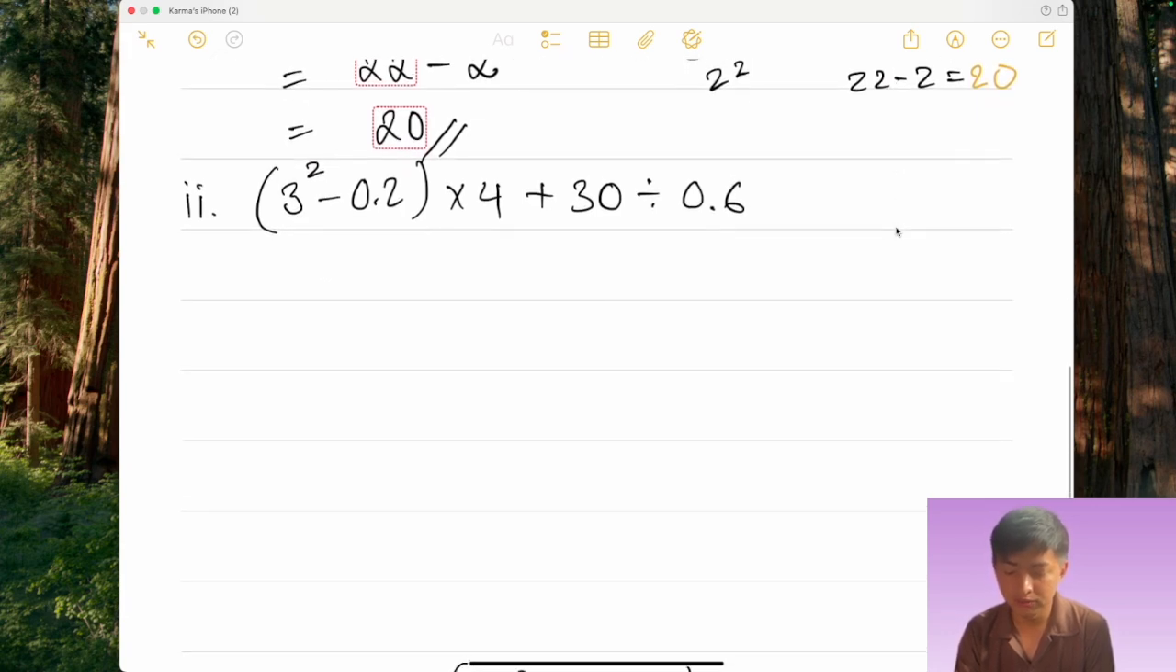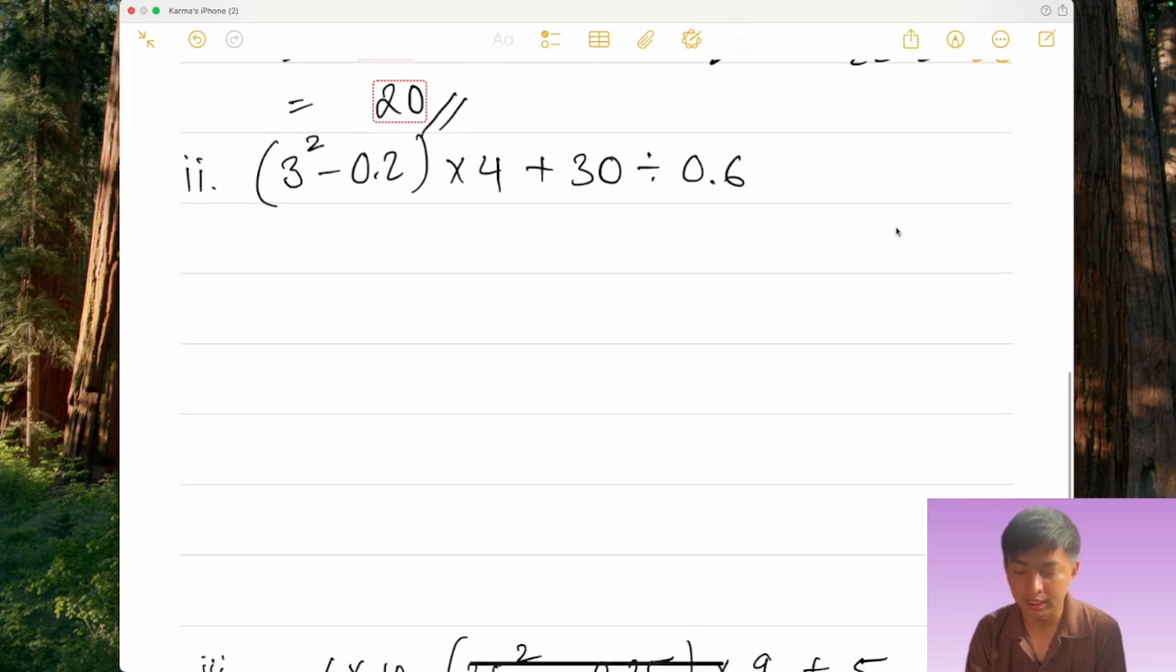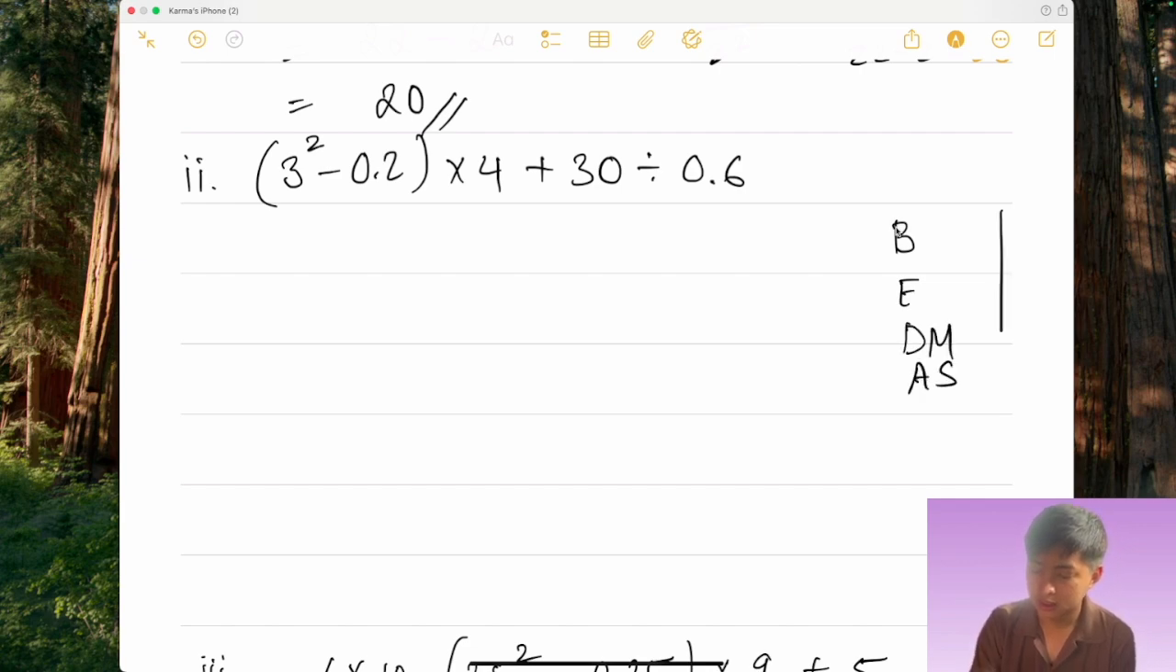Now let's move on to a much more complicated expression. In this expression, you're given brackets, exponent, addition, multiplication, and division. So again, the first step is always to write down the rules here and show an arrow to indicate the order.